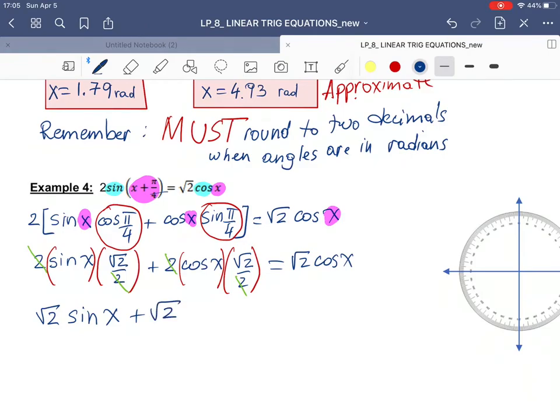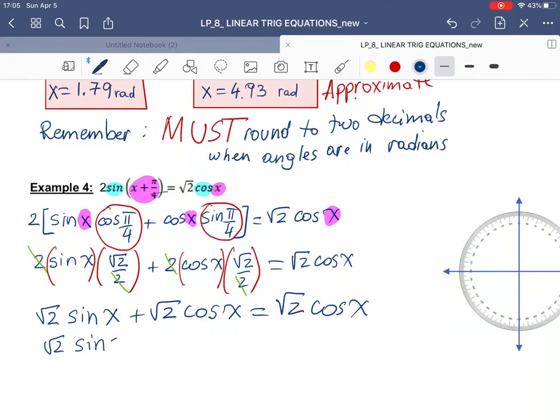This would be plus root 2 cos x equals root 2 cos x. So I kind of like that the equation looks a lot simpler, and you probably notice and are as excited as I am right now to cancel out root 2 cosine of x. You have the exact same term on both sides of the equation. I am going to show the work though.